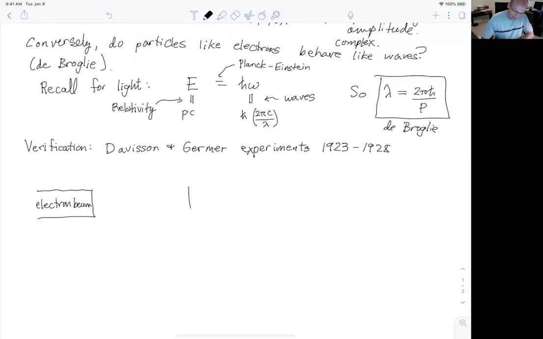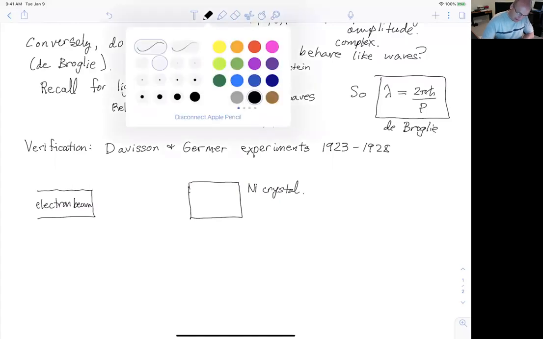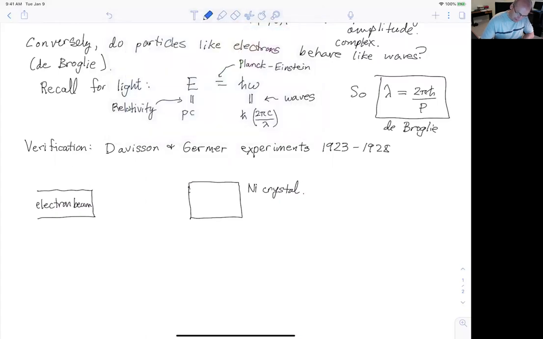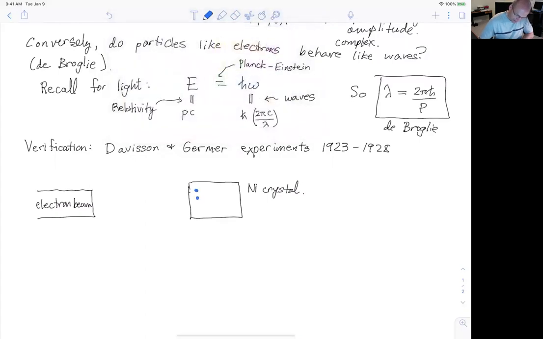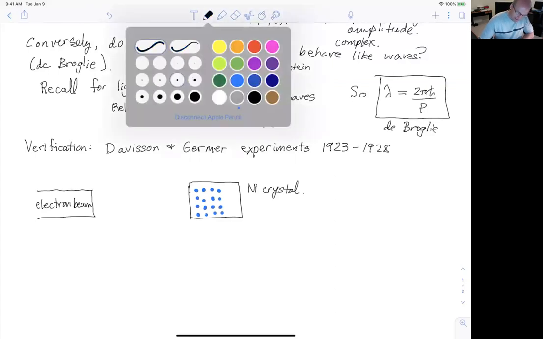And their target, instead of being a screen with slits on it, is going to be a nickel crystal. And that's important just because the atoms are, let me make them a little bigger, the atoms are sort of spaced regularly, more or less regularly. And so by scattering off of them, you can get an interference pattern.